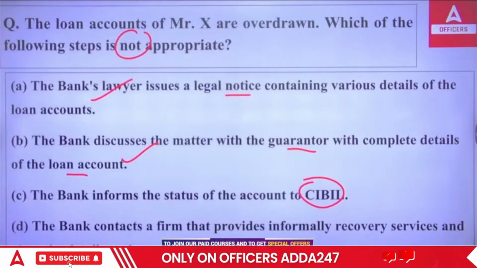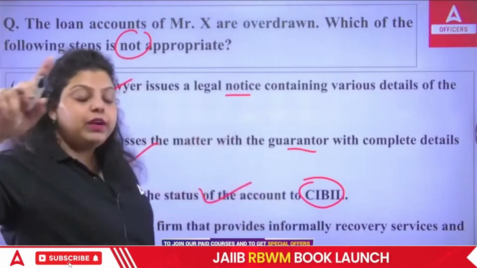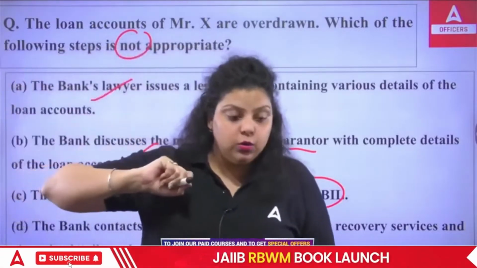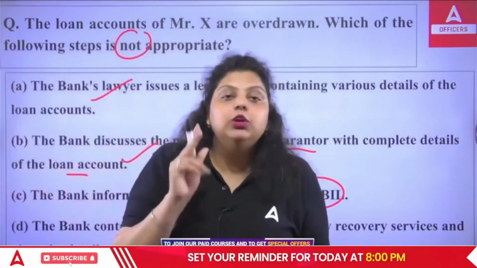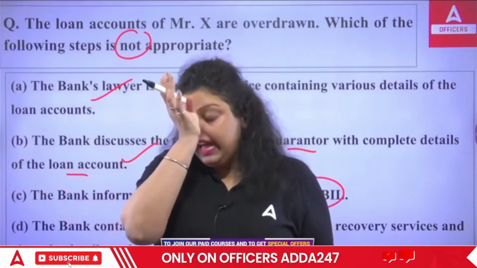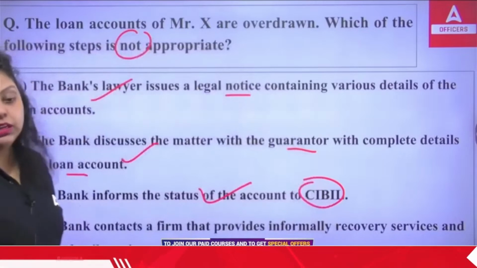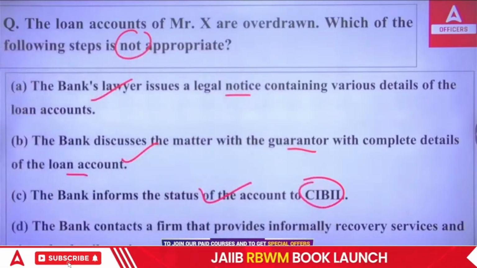Okay, so the bank informs the status of the account to CIBIL, obviously, so that if the customer goes to another bank and asks for a loan, CIBIL will be there to inform the bank that this customer has defaulted or done something with another bank, so that the other bank will not approve the loan of the customer. This is also a right step.